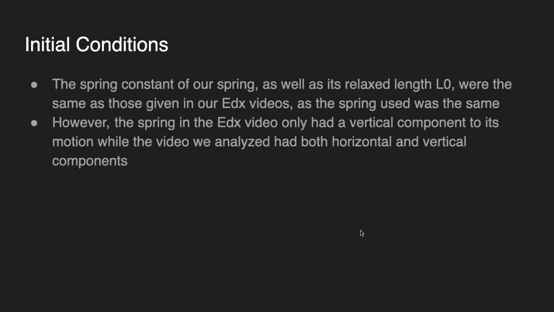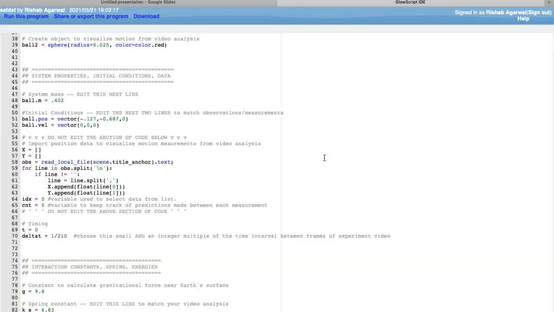The spring constant of our spring, as well as its relaxed length L0, were the same as those given in our edX videos, as the spring used was the same. However, the spring in the edX video only had a vertical component to its motion, while the video we analyzed had both horizontal and vertical components. Moving on to our code, we can see the things we edited in order to create a perfect system, or a system to model our experimental data.